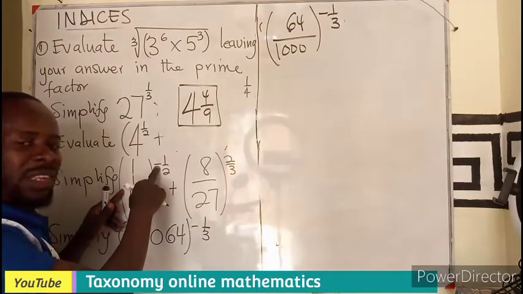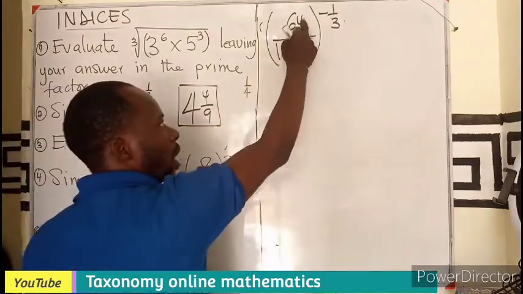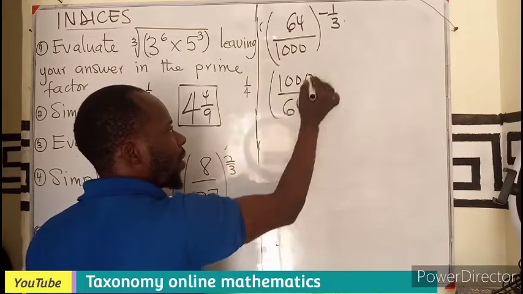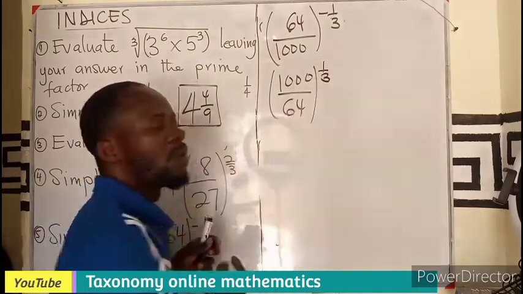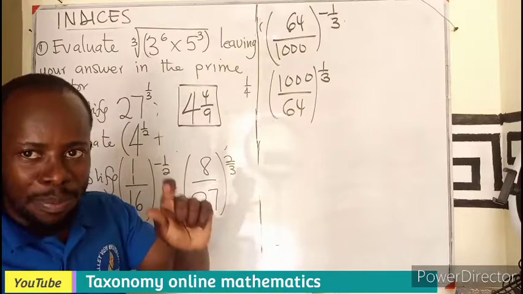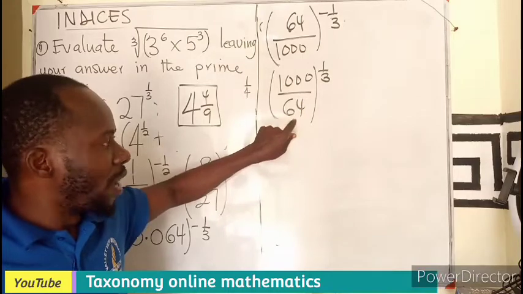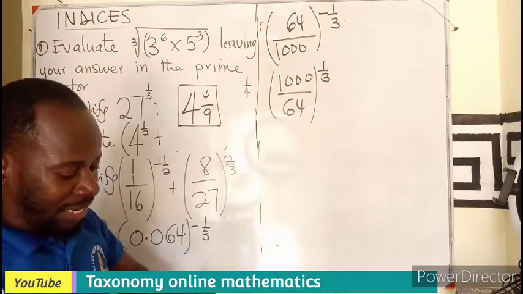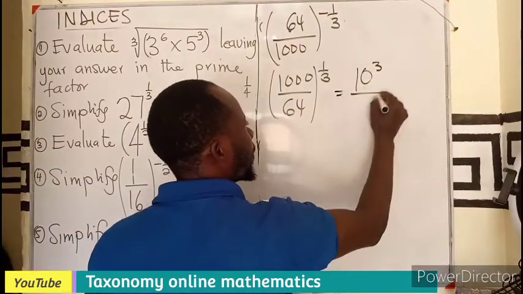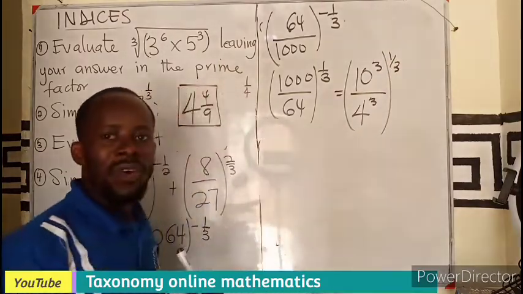By this negative exponent, we reciprocate the fractions to cancel the negative. So I'll also reciprocate this to have 1000 over 64 with a positive power of 1 over 3. So the question I ask myself is, which number raised to the power 3, because of the denominator 3, gives me 1000, and gives me 64? These numbers will be 10 exponent 3, 4 exponent 3, all to the power 1 over 3.